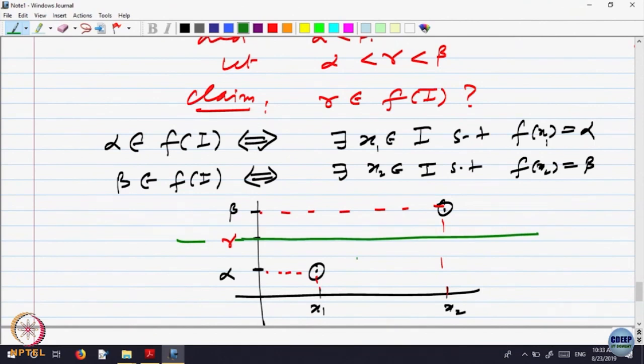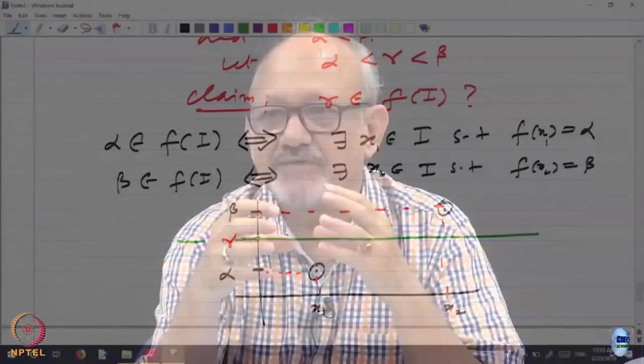And geometrically, what is the meaning of saying that the function will take the value gamma somewhere? If you have an intuitive notion of a function, what is the picture of a function? You have all done calculus. That is the graph of the function. The graph is the picture of the function, right? And if you want to say that the value gamma is taken somewhere by the function, that means the graph must intersect that line somewhere. That is a geometric way of saying it.